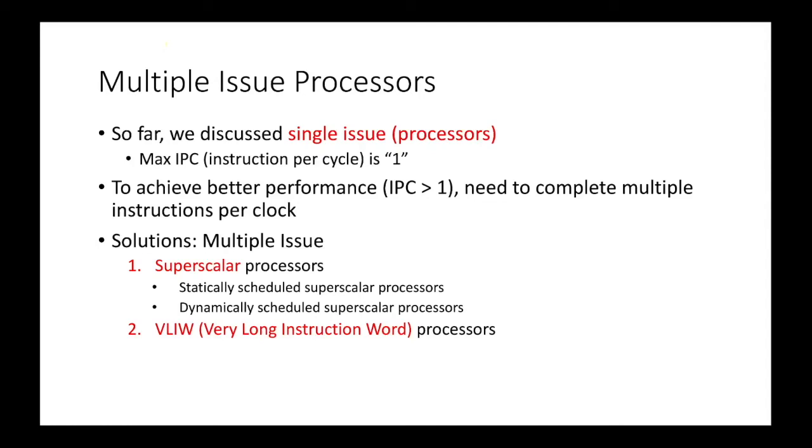So far, we discussed single issue processes. Its maximum instruction per cycle is 1. To achieve better performance, for example, the instruction per cycle greater than 1, we need to complete multiple instructions per clock cycle. The solution is multiple issue processes.